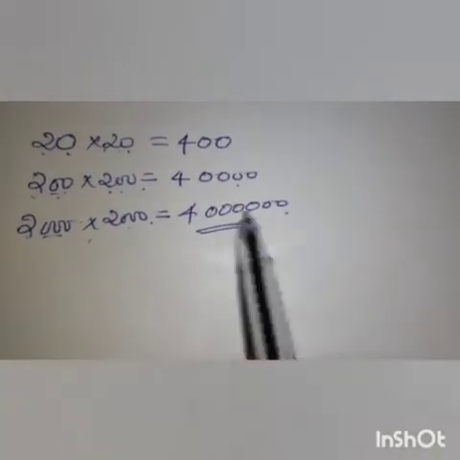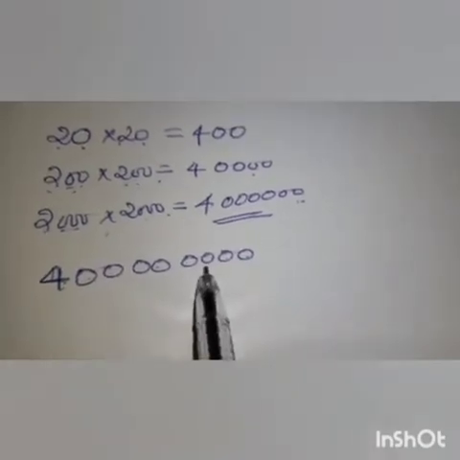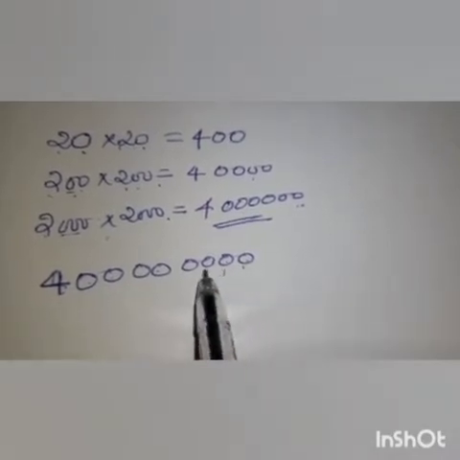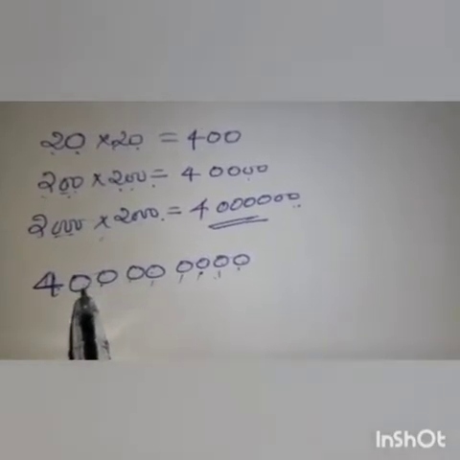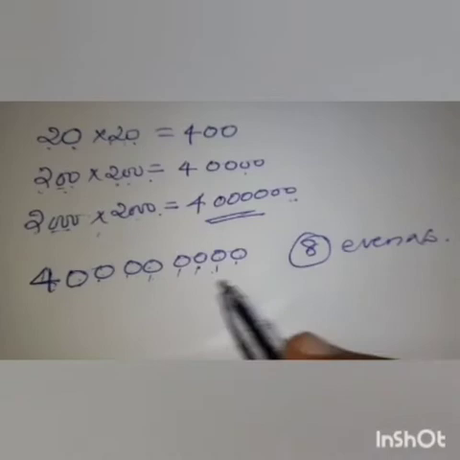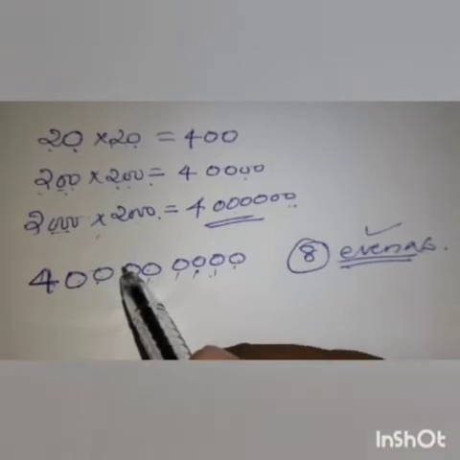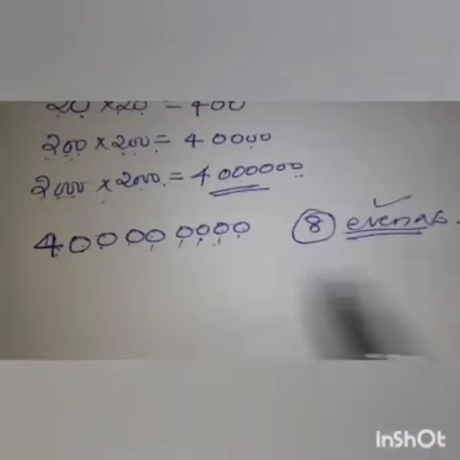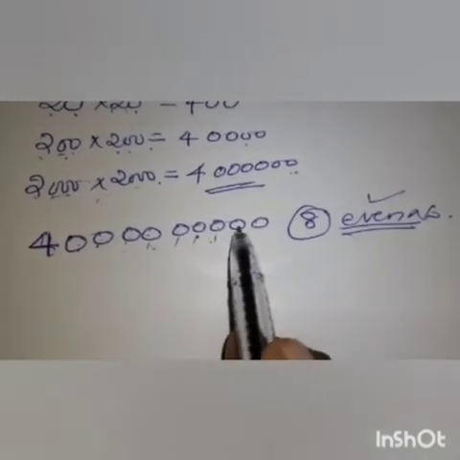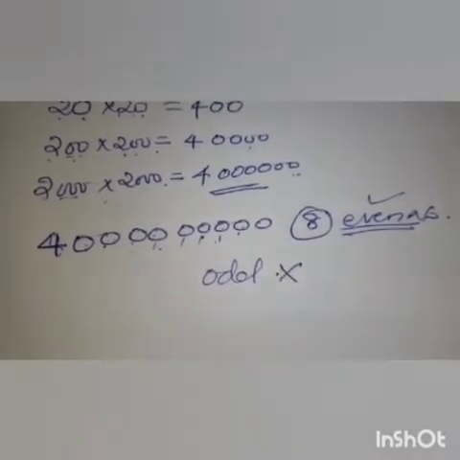Everywhere we are getting an even number of zeros if it is a perfect square. Check this number: is it a perfect square? You have to count the number of zeros. 1, 2, 3, 4, 5, 6, 7, 8. So the number of zeros is 8, which is an even number. We can say it is a perfect square. If we put one more zero, is it a perfect square? No, because the number of zeros is odd. If the number of zeros is odd, it is not a perfect square.